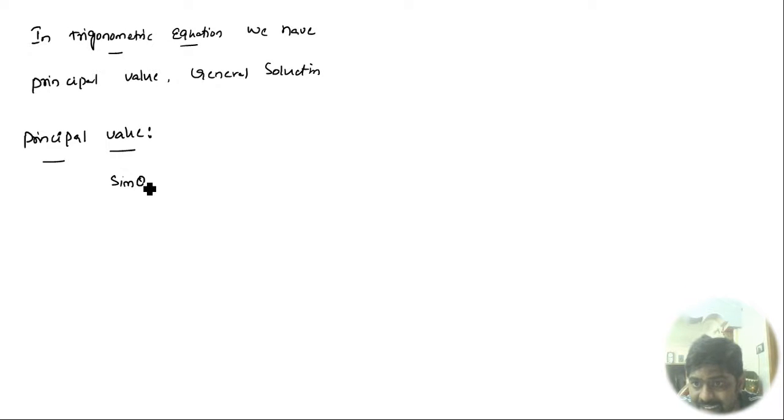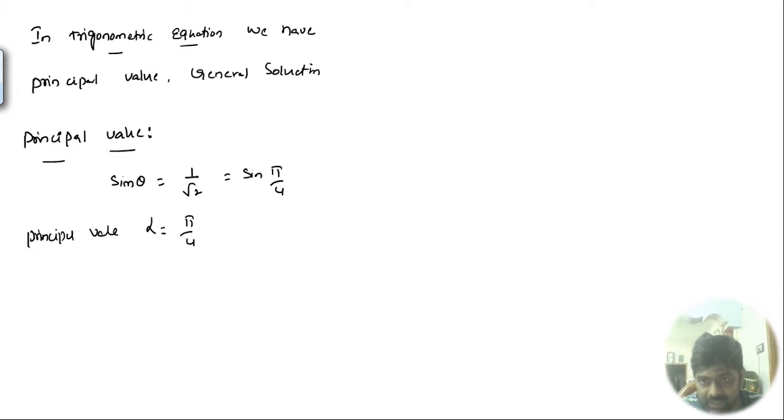Suppose sin theta equal to 1 by root 2. 1 by root 2 in sin is sin 45, that is sin pi by 4. Therefore, the principal value, denoted by alpha, equals pi by 4.